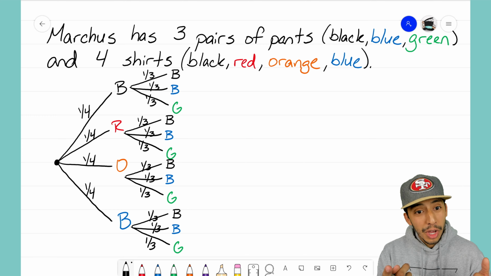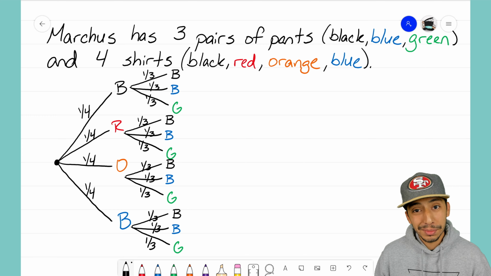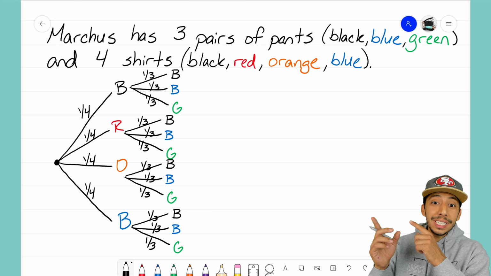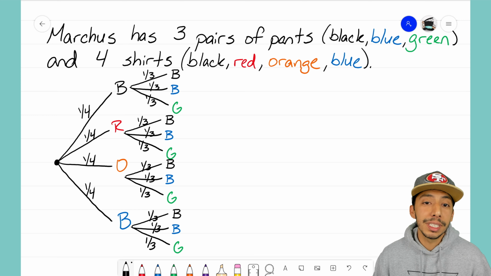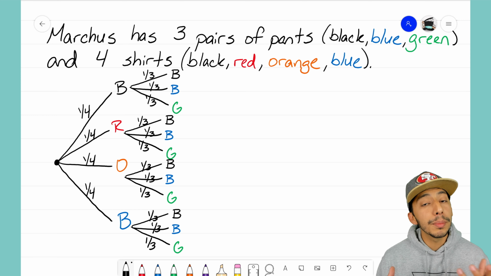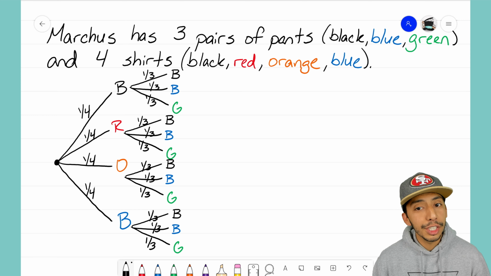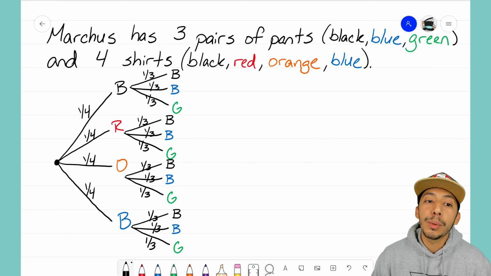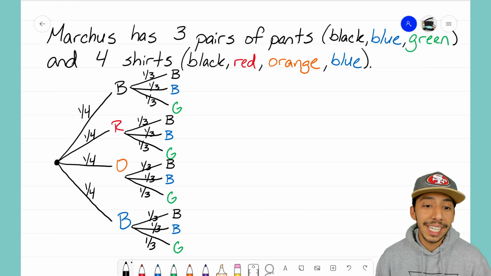And just imagine, what if he didn't have 4 shirts? What if he had 10 shirts and maybe 20 pairs of pants? You could see how crazy this tree diagram could get. Now, when it's a simpler problem like this, it's a little easier to use. But the more choices you have, the crazier the tree diagram gets in its representation. But that is our tree diagram.